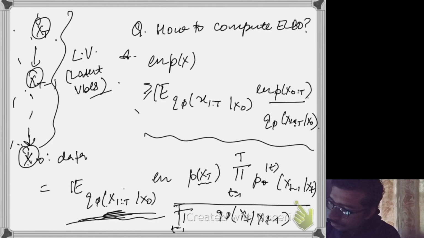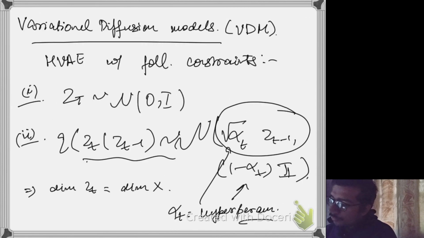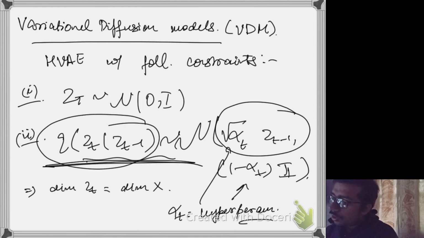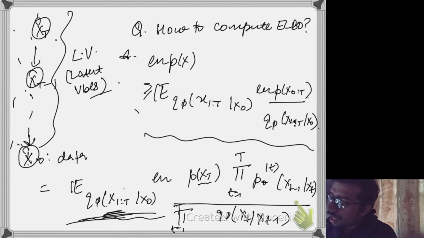So this is essentially the expectation of q(x_{1:T} | x_0). By the way, when we talk about the variational diffusion model, note that the distribution q is not trainable at all. There is no such parameter phi here because it's a fixed distribution, and alpha_t is also just a hyperparameter. So here we essentially don't have this variable phi.